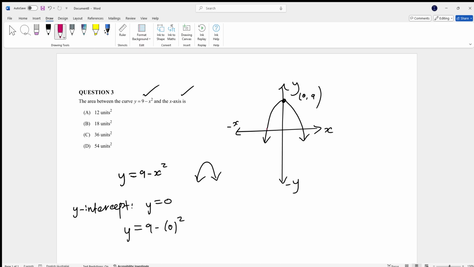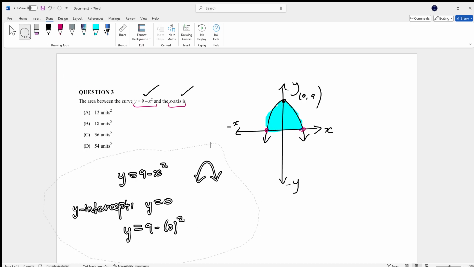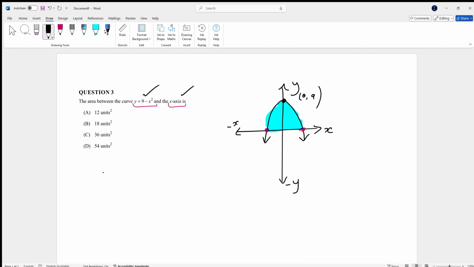However, we need to know these points, because they said the area between the curve and the x-axis. That area is this section here in the blue, and we need those points to set up our integral, so we have to find the x-intercepts. The x-intercepts on any curve are where the y value is equal to 0.